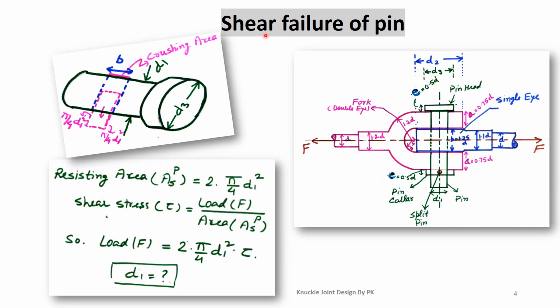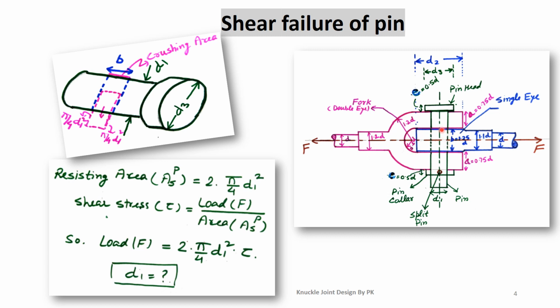Next failure is the shear failure of the pin. So this is the assembly of the knuckle joint. In this knuckle joint, we see that this green color part is called the pin. When we apply the tensile load F on this joint, there are chances that this pin will fail in shear. So the next important thing is from which location the pin will fail in shear.